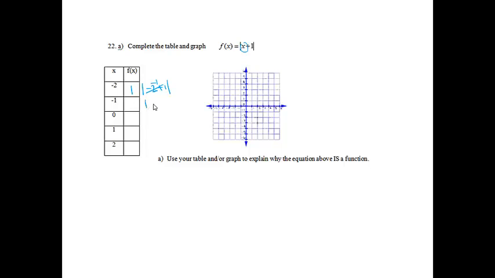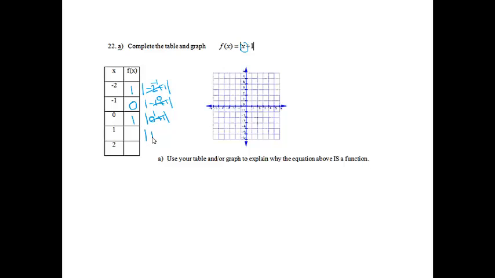Okay, now let's plug in negative 1. So negative 1 plus 1. Negative 1 plus 1 is 0. The absolute value of 0 is 0. Then let's plug in 0. So 0 plus 1 is 1. The absolute value of 1 is 1. It doesn't make it negative, it just keeps it positive. It only affects the answer if your answer turned out to be negative.